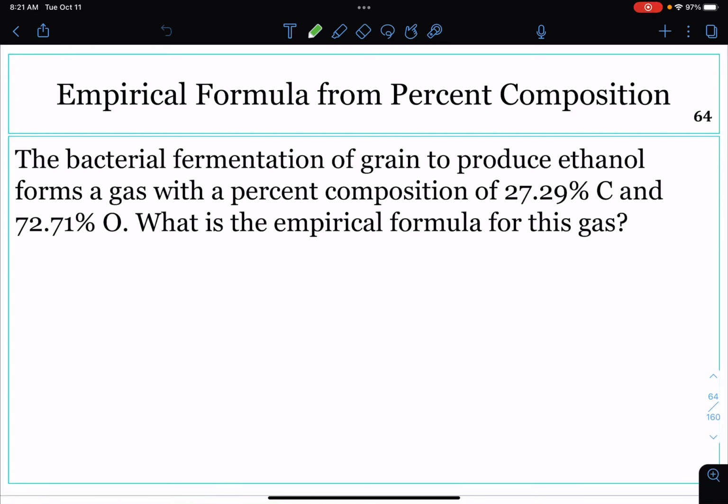Welcome to 3.3. In this video, we will learn how to find the molecular formula if we're given some additional information. First, let's complete this review problem. The bacterial fermentation of grain to produce ethanol forms a gas with a percent composition of 27.29% carbon and 72.71% oxygen. What is the empirical formula for this gas? Pause to work this out before continuing to see the answer.